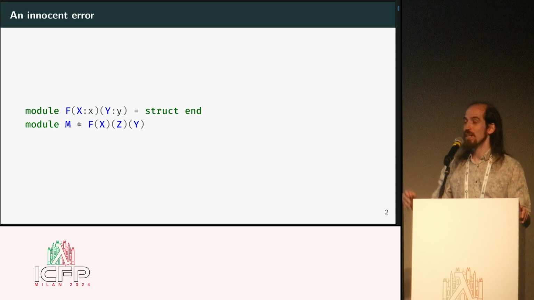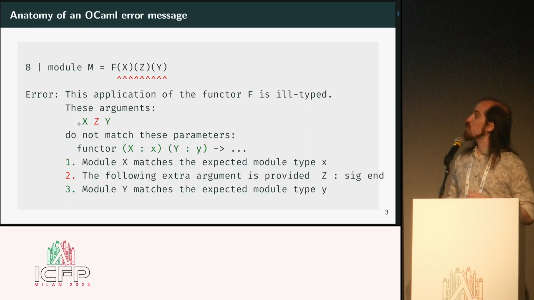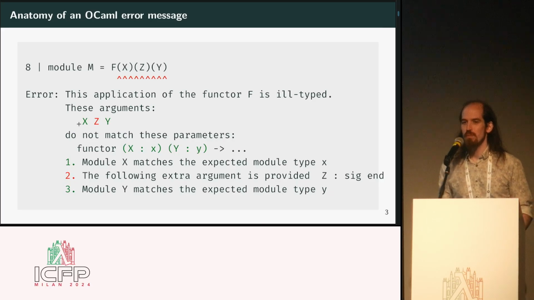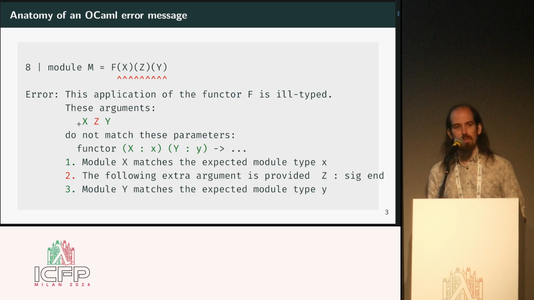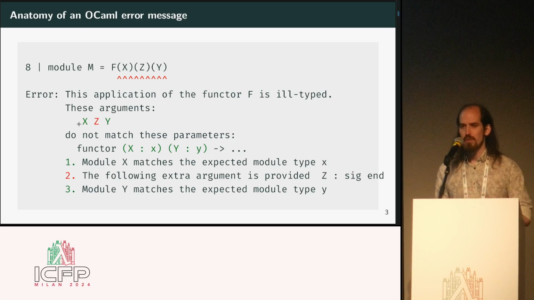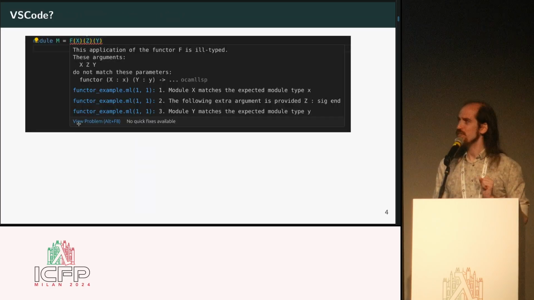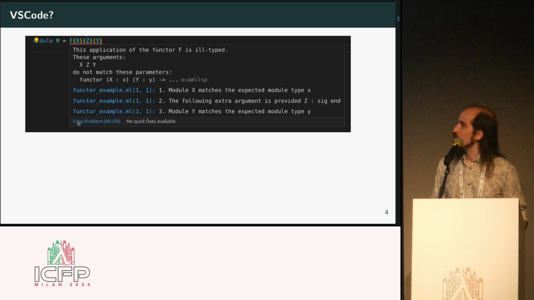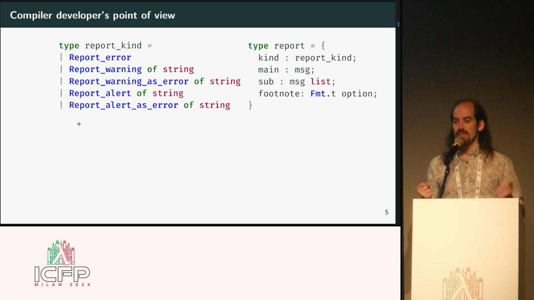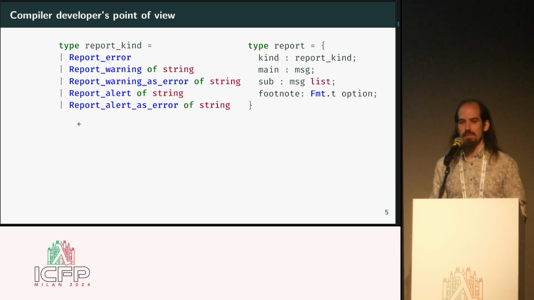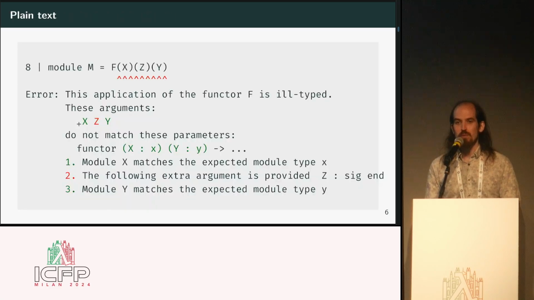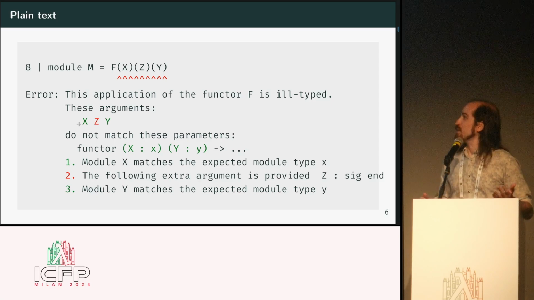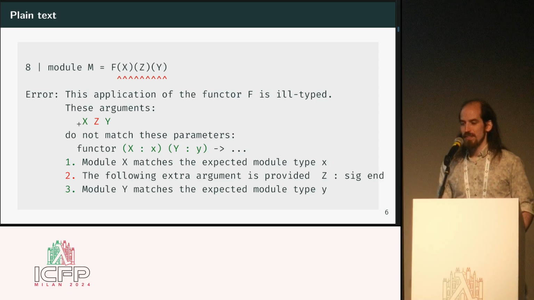For instance, adding an unnecessary argument to a functor application gives you a quite long and quite colorful error message. But it's quite probable that many of you are more used to this version, which is a little less colorful. And that's strange. What happened to the color? Well, the problem is that from the compiler developer's point of view, the error message is this nice algebraic data type. But when we go to the plain text output, we lose a good part of this information.